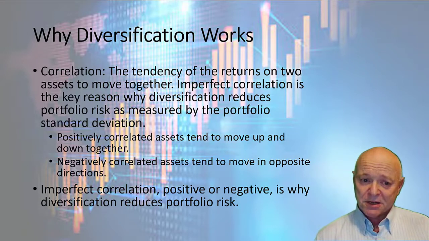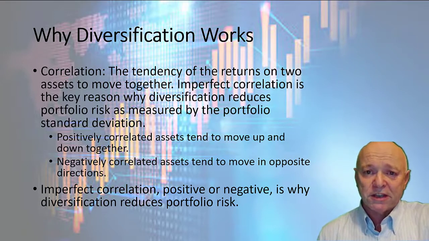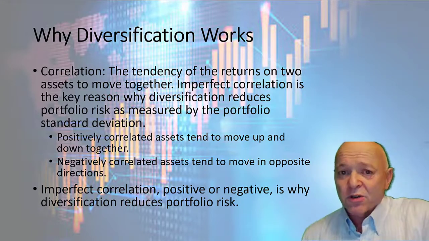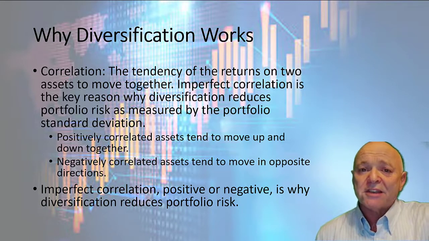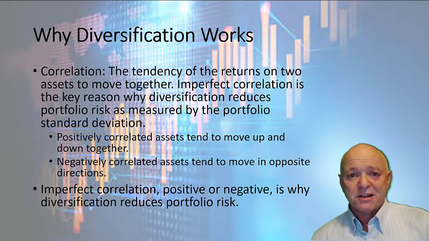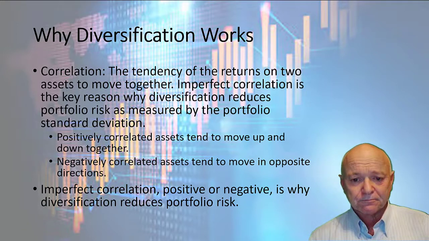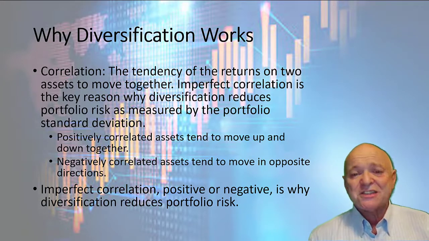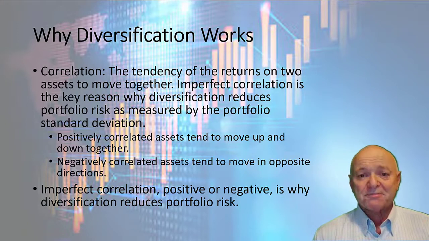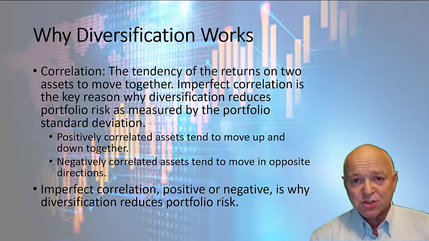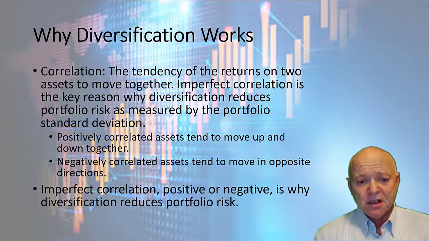We're going to talk a little bit about the benefit of correlation, or rather lack of correlation. Essentially, correlation is the tendency for two assets to move together, things that are going to happen in common. Imperfect correlation is the reason why diversification tends to reduce portfolio risk. And of course, we measure this by taking a look at the standard deviation and the variance.